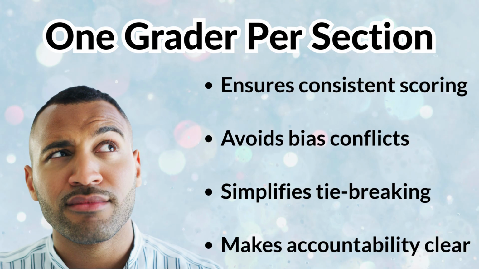In UIL writing events, we typically assign only one grader per section. Having a single grader ensures that all papers are evaluated by the same standard, maintaining consistency. Second, it avoids potential conflicts caused by individual biases between multiple graders. Third, it simplifies tie-breaking, and finally, it makes accountability straightforward. Any questions about a score can be traced back to one person. One grader is the preferred approach to keep scoring fair and reliable.